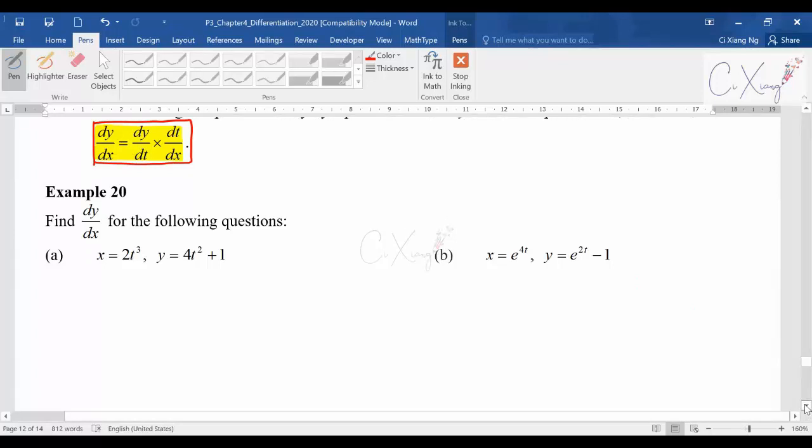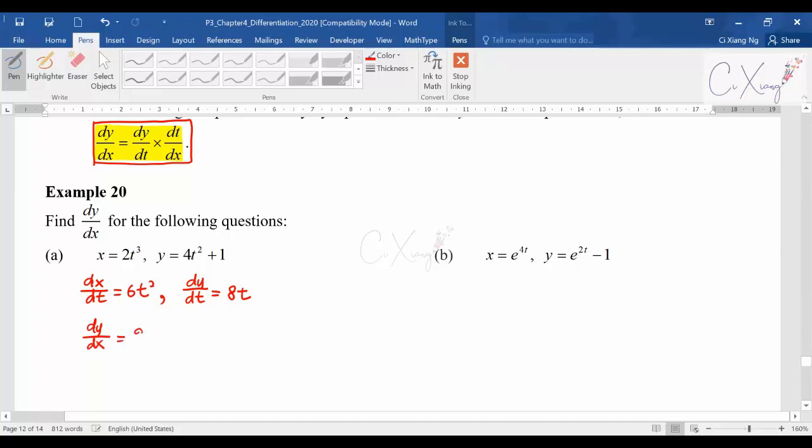So you can have a look at example 20. Let's say I'm having x equals 2t to the power 3, y equals 4t squared plus 1. How can I find out the dy/dx? So the step is quite simple generally. First, you find out dx/dt. When you get dx/dt, you should have 6t squared. After that, you can also find out dy/dt. When you find dy/dt, you have 8t here.